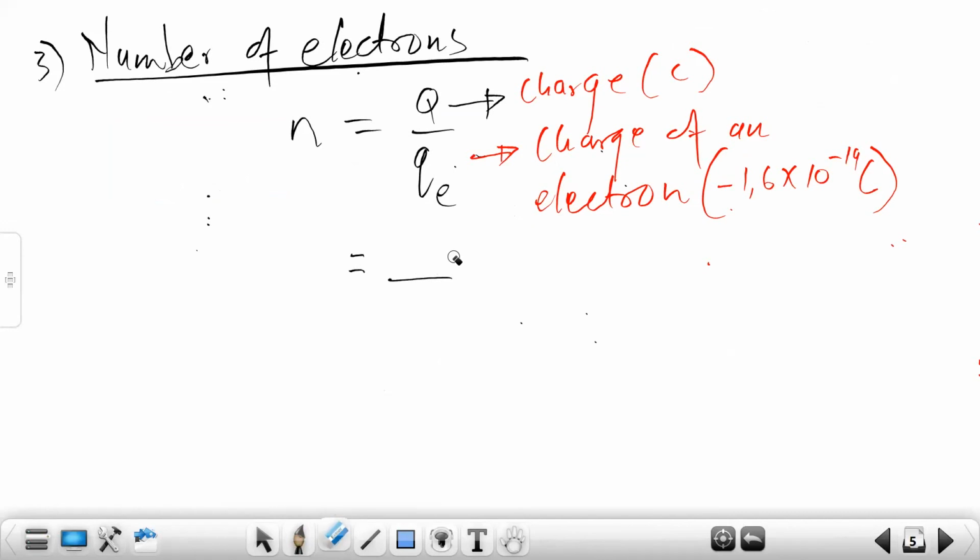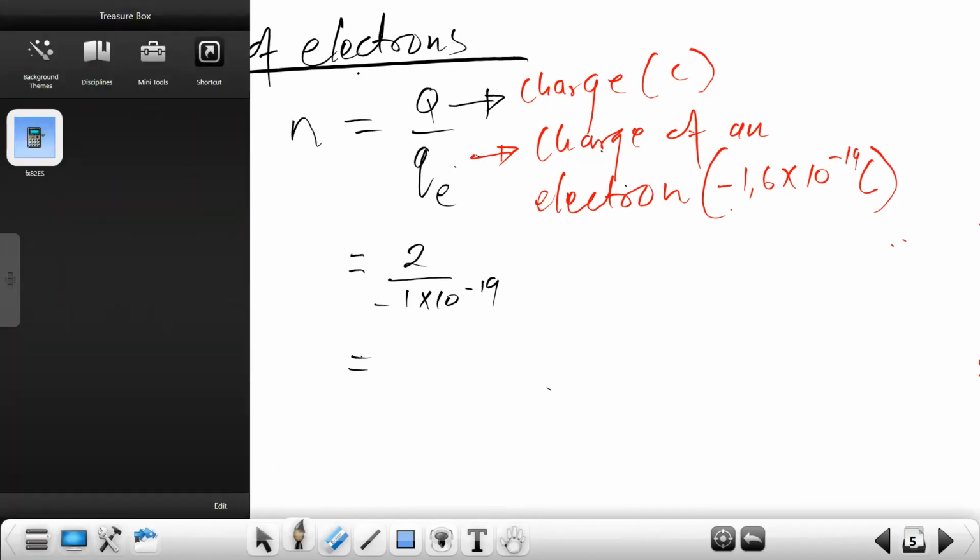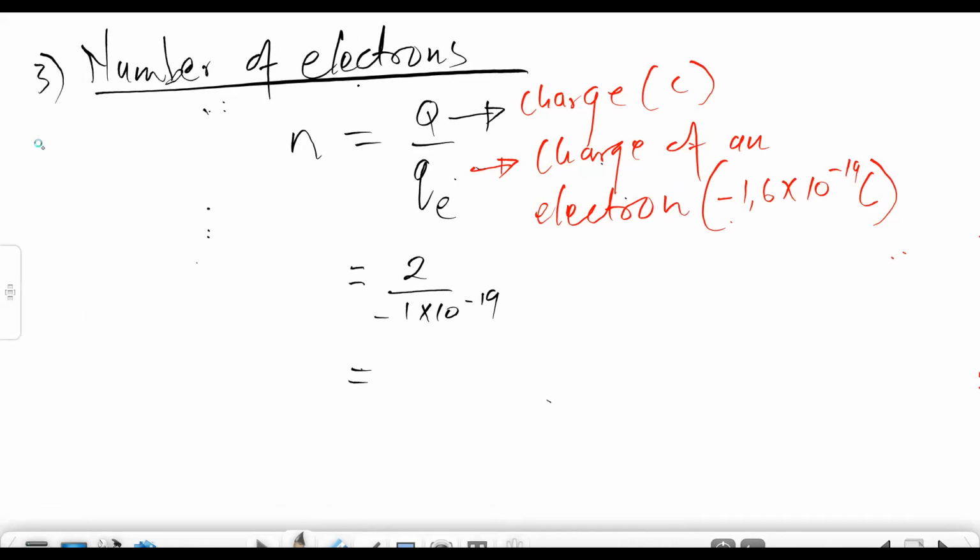So focusing after contact, it means this must be 2 divided by minus 1.6 multiplied by 10 to negative 19 coulombs. And then you get your final answer. Let me get my calculator quickly. So my calculator says it is 2 divided by 1.6 exponent negative 19.